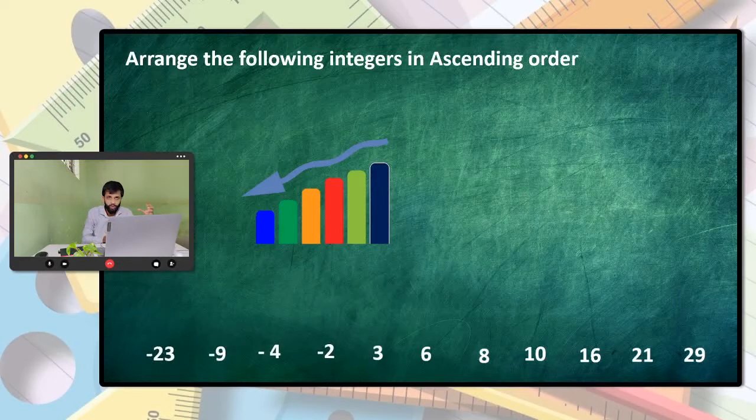So minus 23, which is the smallest, because extreme left is the smallest, and then we go ahead making the numbers bigger and bigger. So negative 23, negative 9, and so on.